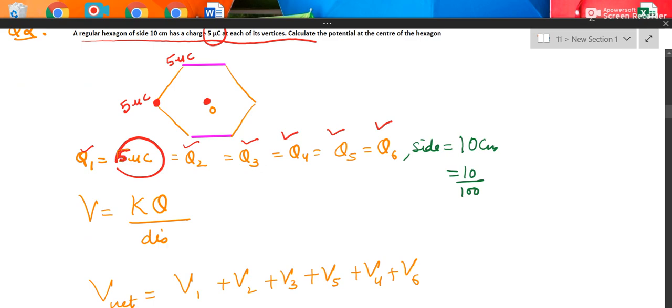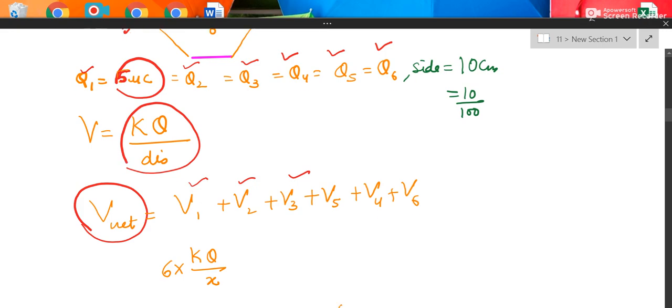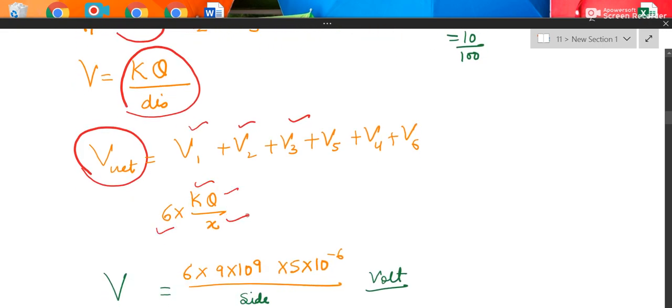Okay, the same way, net potential at the center, who will exert? All 6 charges will exert. Potential due to 1 is KQ by distance, so potential due to all 6 will be 6 into KQ by distance. So 6, you know, K is 9 into 10 to the power 9, and the charge is given, and the distance will be the side of the hexagon.